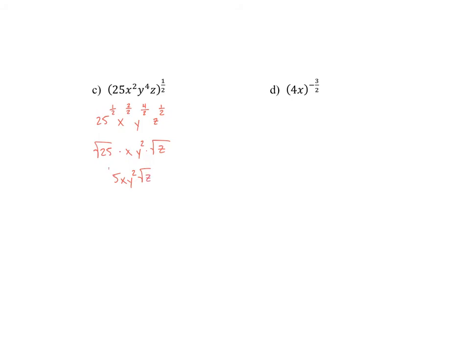And there's nothing I can do about that radical z. There would be if I had 2 z's under there, but there's only 1. So there's nothing you can do to simplify that. So that's what that would look like simplified.